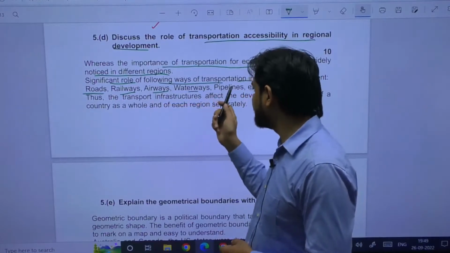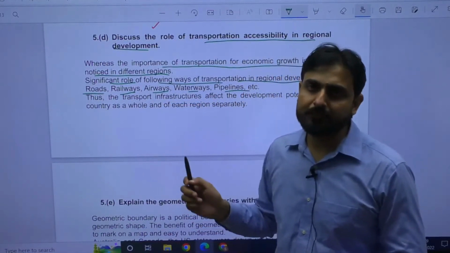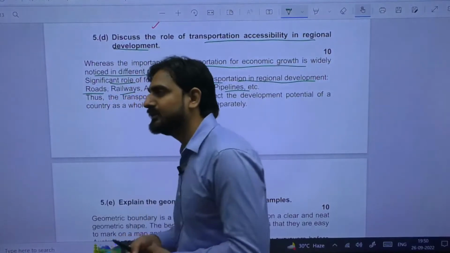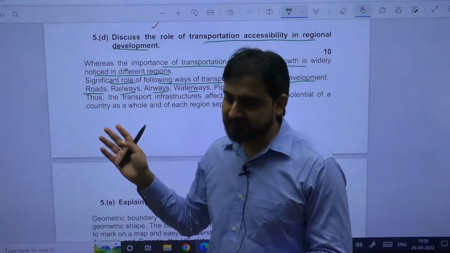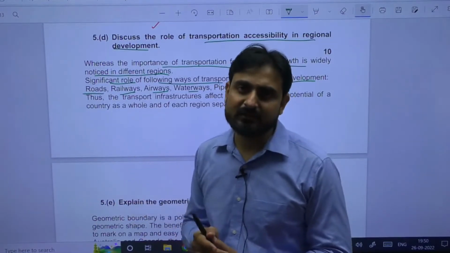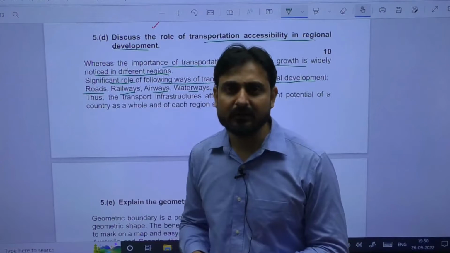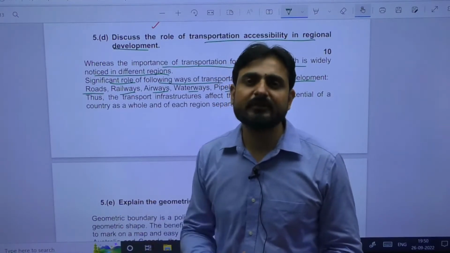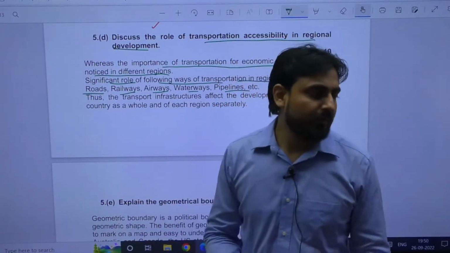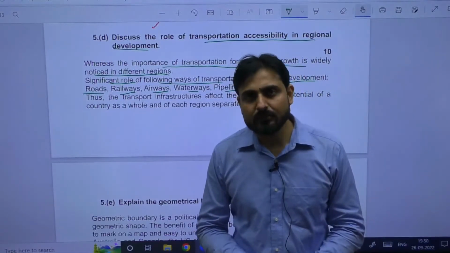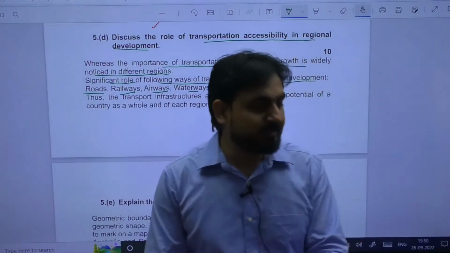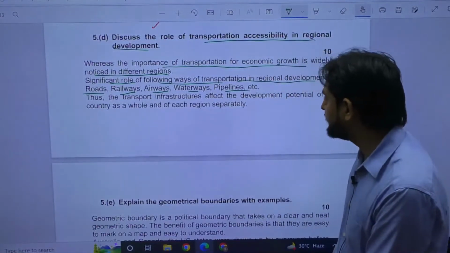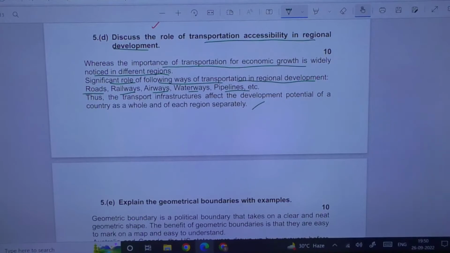Airways, waterways, pipelines, etc. If you have good transportation facility, then we have been noticing regional development from a very long time period, since ancient time, even when Britishers came to India. They generally came first to those areas where transportation facilities were better. If any person from any other country comes to India, generally these people come through transportation modes. So transportation is very important for regional development.